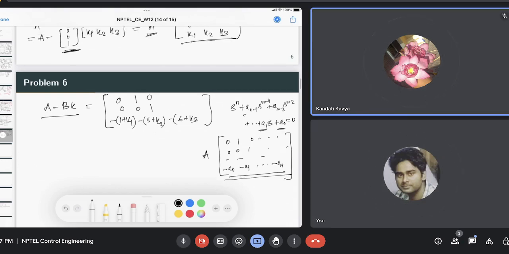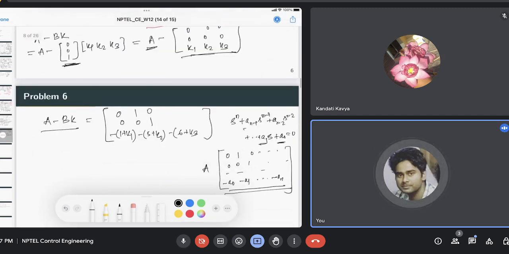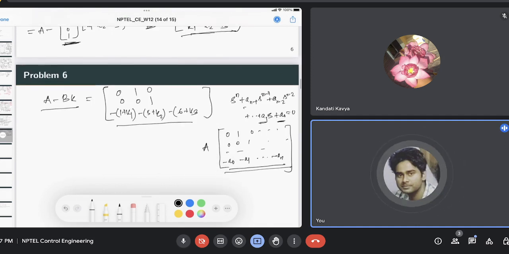Yes sir. So in the controllable canonical form, these are the coefficients of the characteristic equation written in reverse order. So for this, what will be the characteristic equation? It is a third order equation, obviously, so it will be s cubed. The coefficient of s square will be, 6 plus k3 will be with s square. This will be associated with s, and the last coefficient will be associated with s to the power 0, the constant term. So this is the characteristic equation.